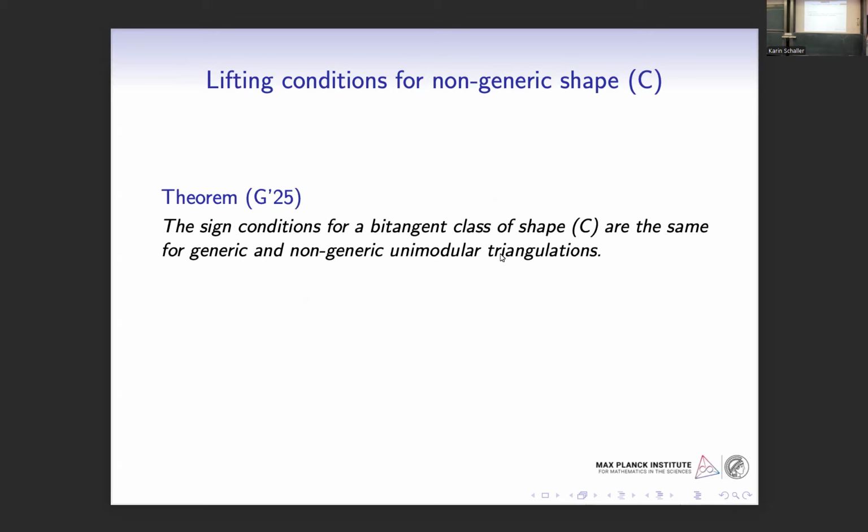We still don't know how the original technique of tropical modifications that Angie and Hannah used for the generic case works in the non-generic case, but we know it should give the same results.